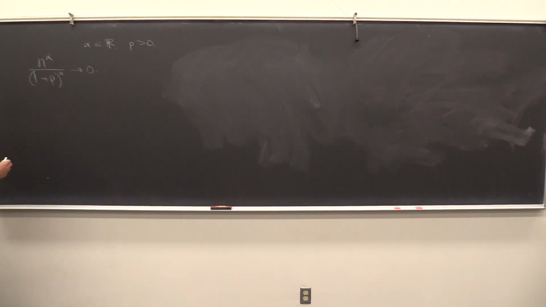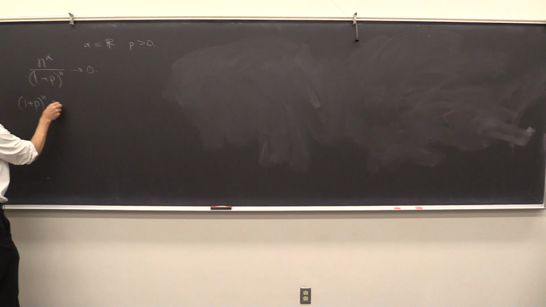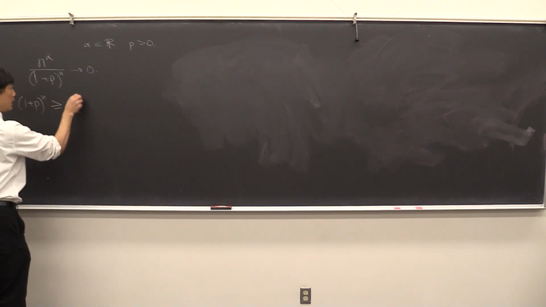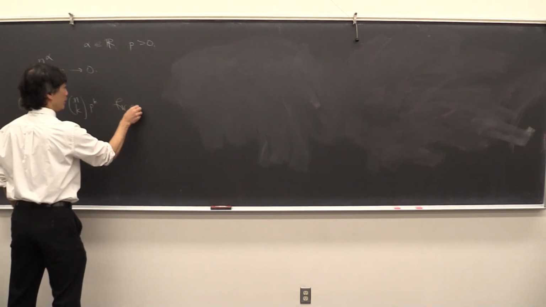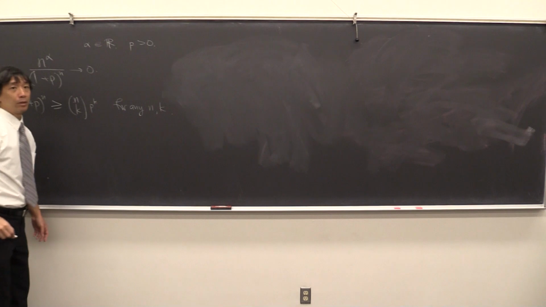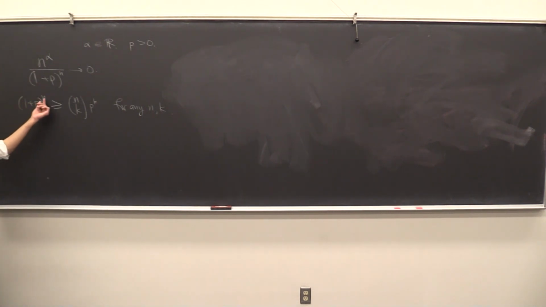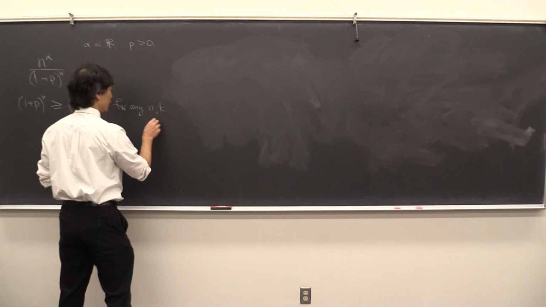The idea was to use the binomial theorem. I'm re-presenting what we did at the very end, for those of you who came in late. So you say, okay, well, (1 plus p) to the n is going to be greater than n choose k, p to the k, for any n and any k, where k is less than or equal to n.